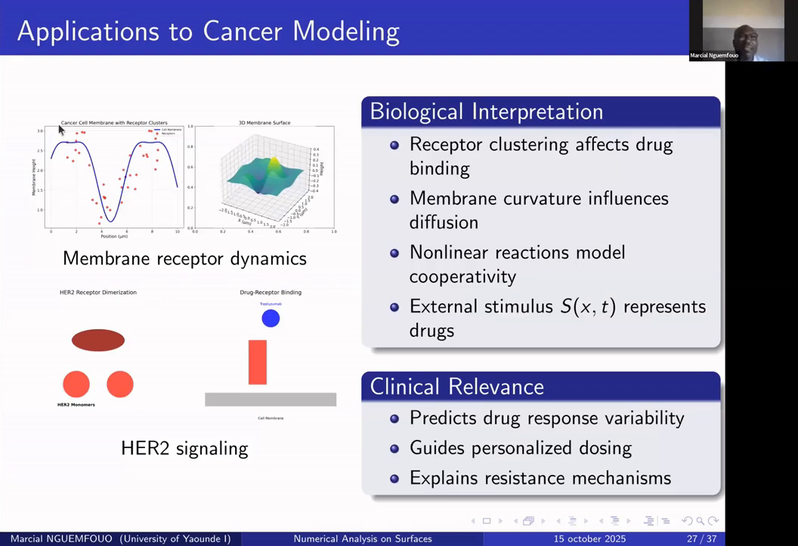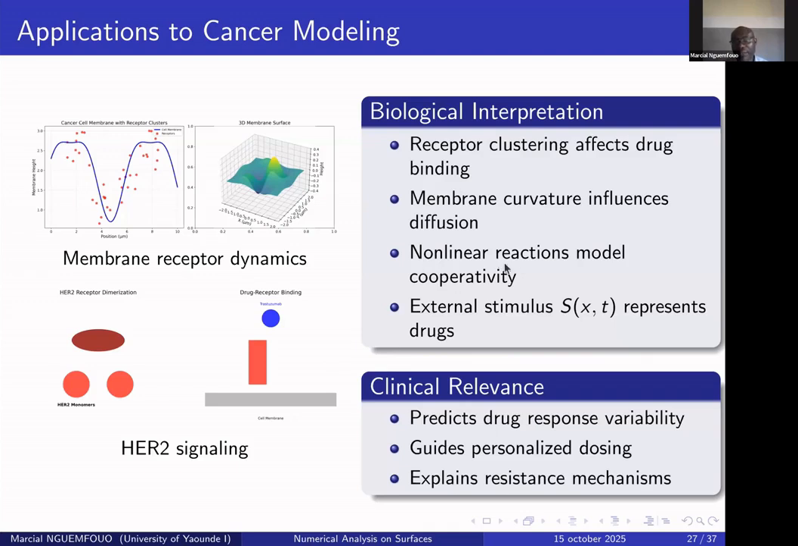An application in cancer modeling, the cancer cell membrane with receptor clustering. We have here the cell membrane with some receptors, and here a 3D membrane surface. And the biological interpretation is that receptor clustering affects drug binding. The membrane curvature influences diffusion, because on the surface we have some curvature.